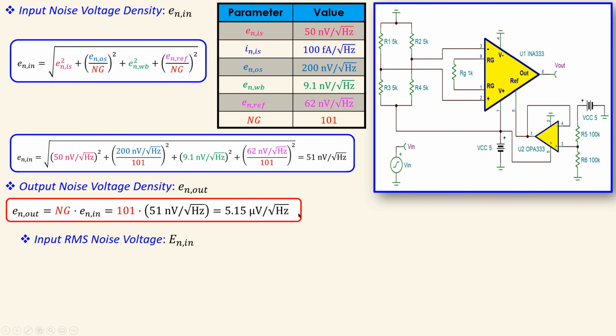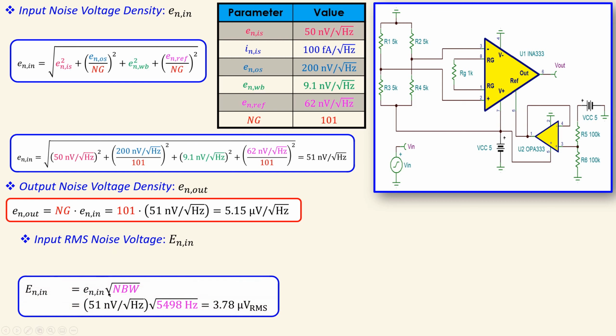Okay. To go from the voltage densities for the input and output to the RMS values, we need of course the spectral densities times the square root of the noise bandwidth. The noise bandwidth we already calculated. For the input noise voltage spectral density, 51 nanovolts per root hertz, if you do the math, you will get 3.78 microvolts RMS, using the noise bandwidth of course.